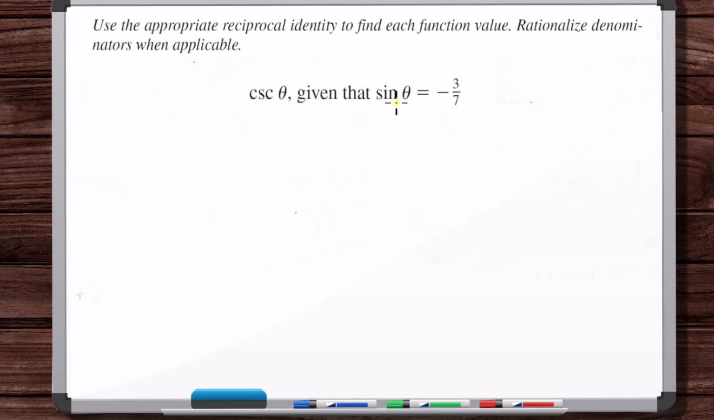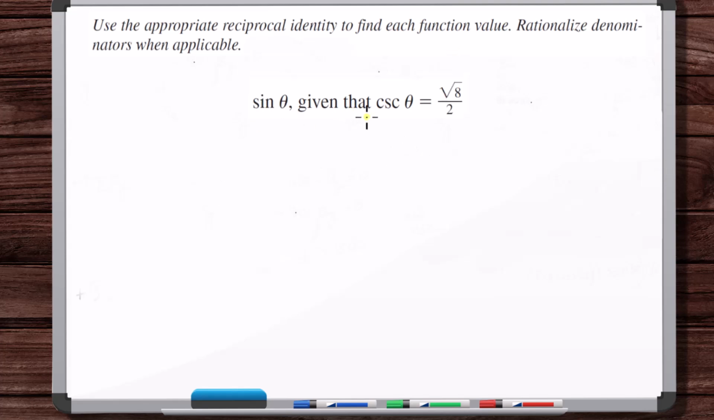Okay, cosecant is the reciprocal of sine. So cosecant is minus 7/3. And it's that easy, unless whenever you flip it you're dividing by 0, then you just say undefined. Okay, tangent theta is 5, so cotangent of theta is 1/5. Okay, cosine and secant are reciprocals. If we know that secant theta is minus 5/2, then we know that cosine theta is minus 2/5.